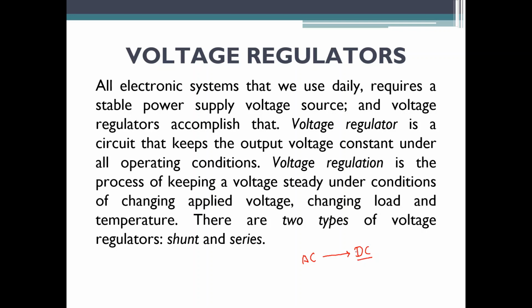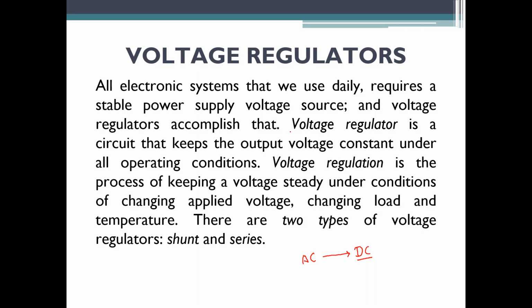These ripples or noises produced in the DC will be because of the varying applied voltage or varying load current, or maybe because of variations in the temperature. As it is said here, all electronic systems that we use in our day-to-day life will require a stable DC power supply or voltage source, and voltage regulators can perform this function of supplying you a constant voltage or constant DC power.